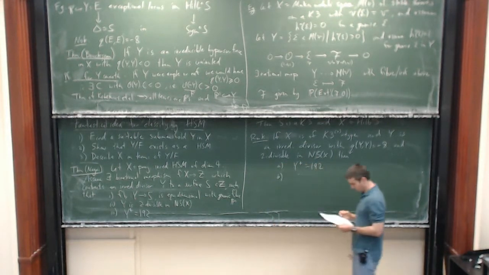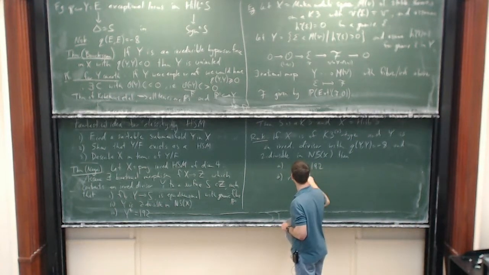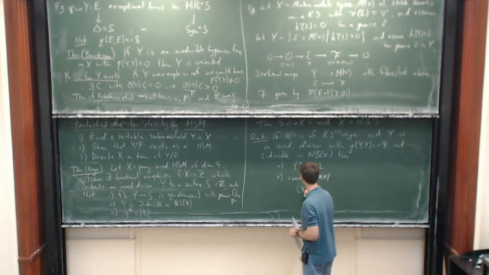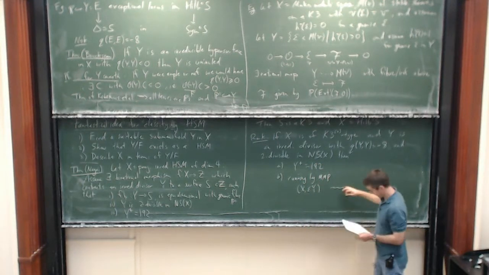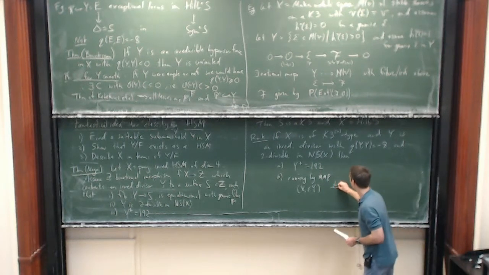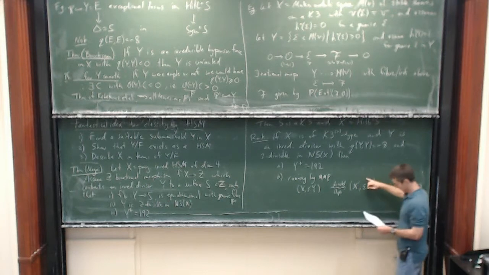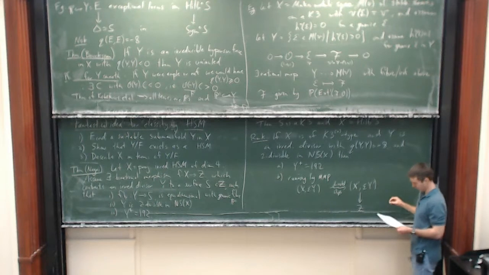But more importantly, if you run the log minimal model program on X and epsilon Y, then there'll be some sequence of directed flips. But eventually what gets spat out at the end here is something where you have a divisorial contraction now, and you contract this guy Y prime.